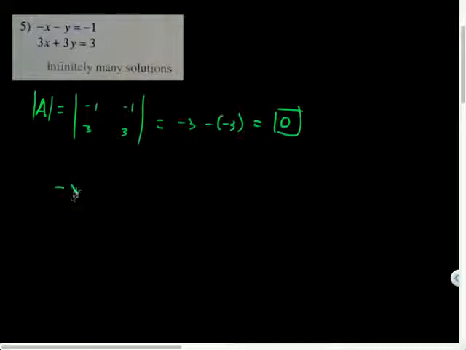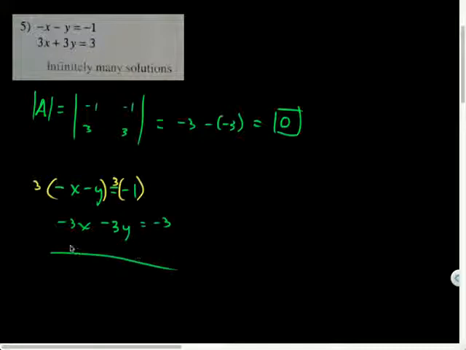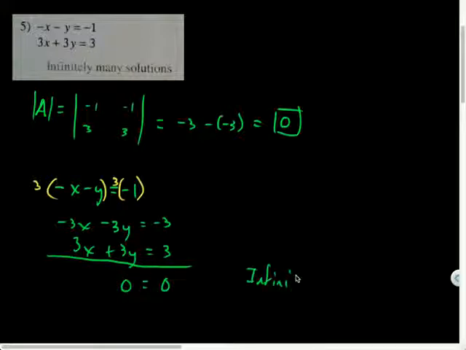Notice if I take the top equation, and if I, say, multiplied this by 3, let's say, if I was going for the elimination method, I would have -3x and -3y and -3. And then if I combine that with the second equation, which is 3x plus 3y equals 3, these all cancel out and get 0. These cancel out and get 0. 0 equals 0 is a true statement, so there are infinitely many solutions.